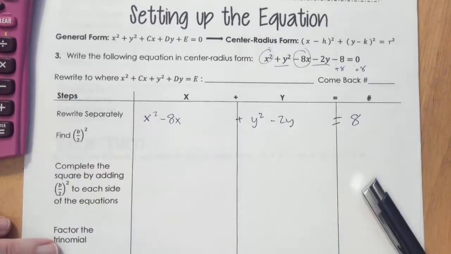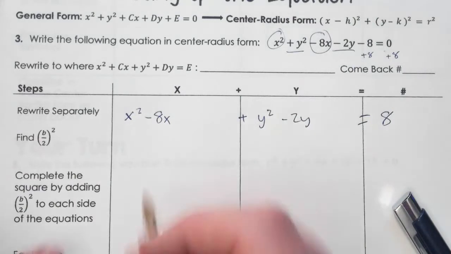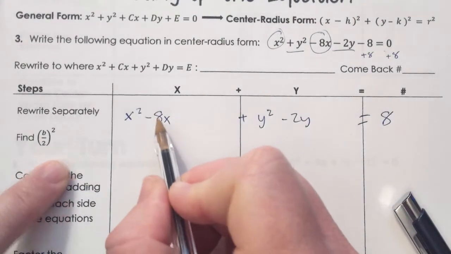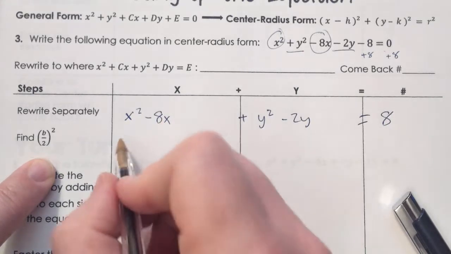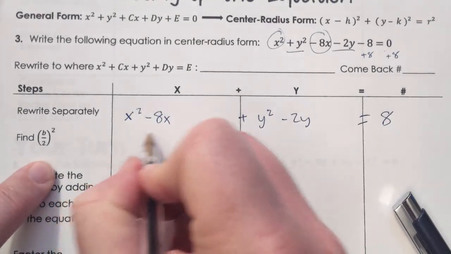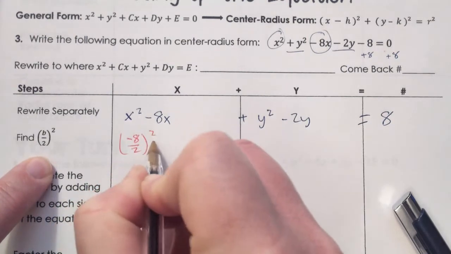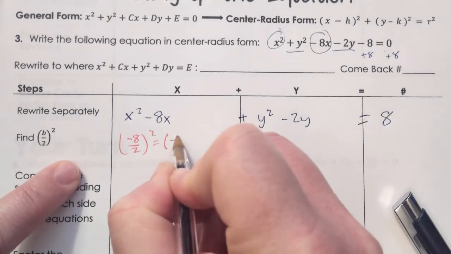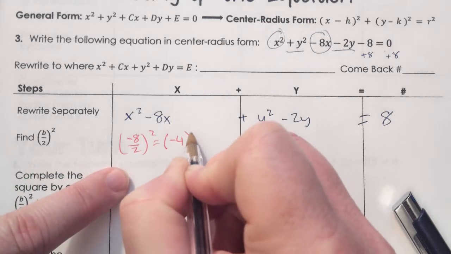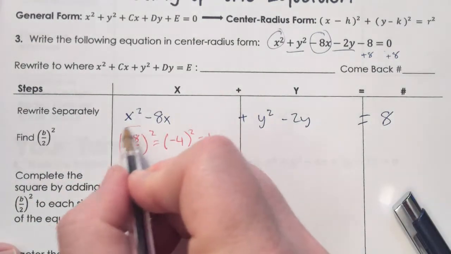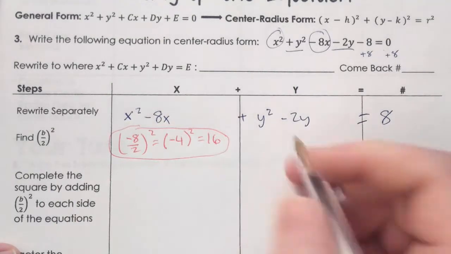Okay, now the next step. You're going to take this b right here, this number that's next to the x. Do not skip steps on this, okay? So this, we're going to take negative 8 and divide by 2 and square it. That is negative 4 squared, which is 16. So that's a bubble thought. So you're just going to put that in a little bubble.